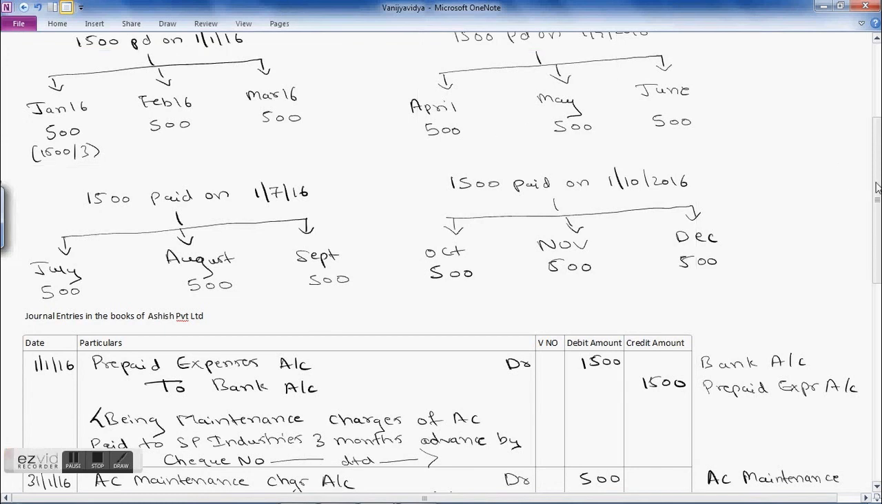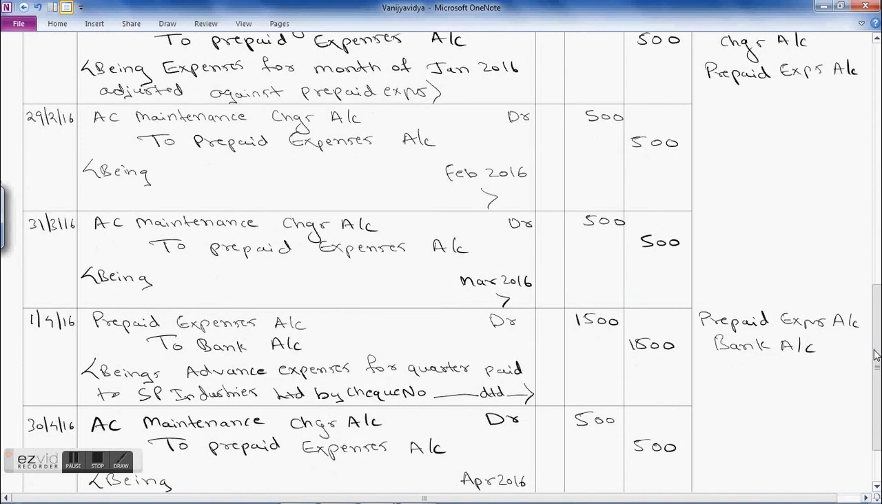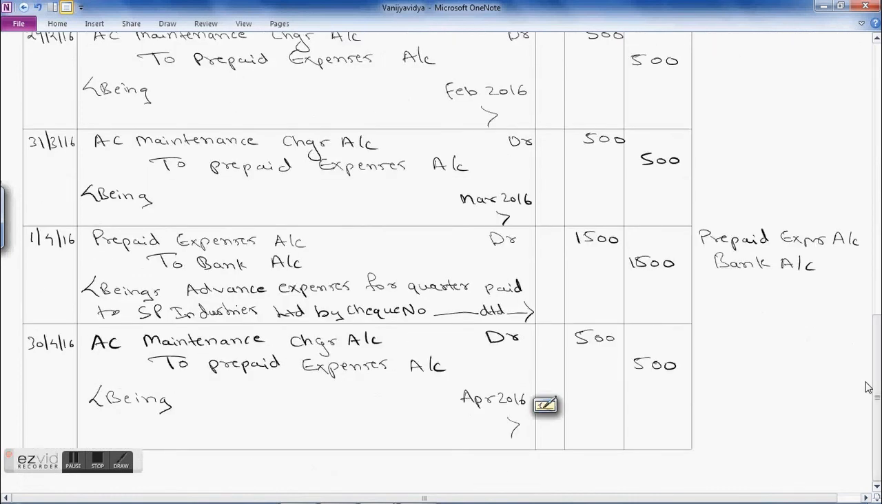So you can prepare a ledger account in a similar way and you can see the effect. Okay. Similarly, for prepaid expenses account, the balance every month will keep on reducing. Also, the balance will increase since you are making a quarterly payment, but as on 31st December 2016, the balance has to be nil.